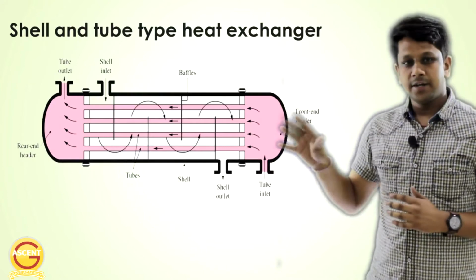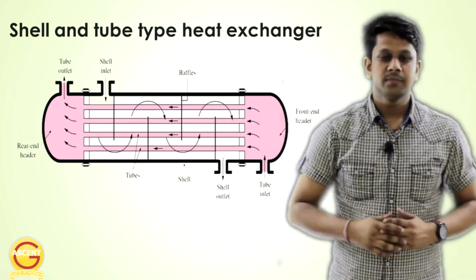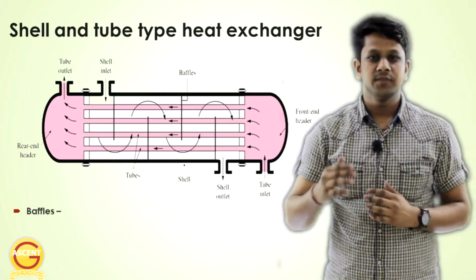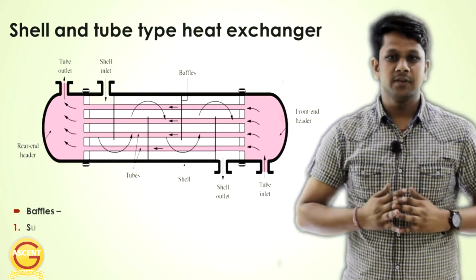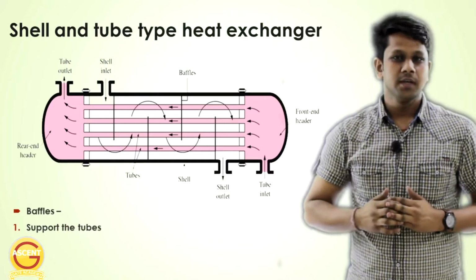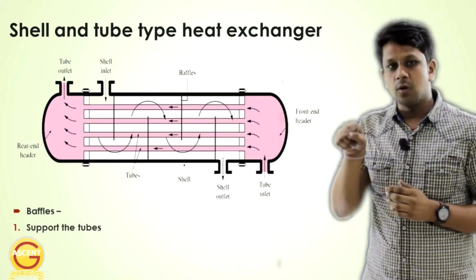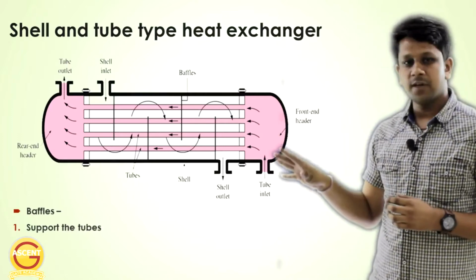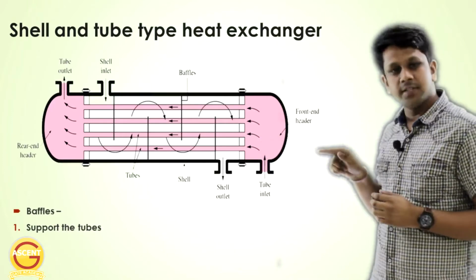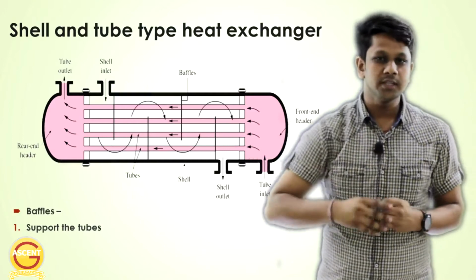So the shell and tubes, you are familiar with these terms, but there is one more device which is known as the baffles. The function of these baffles is to support the tubes because they have circular openings and through these the tubes pass, right? So these are the baffles, and through these baffles the tubes are passing, so they are supporting the tubes.